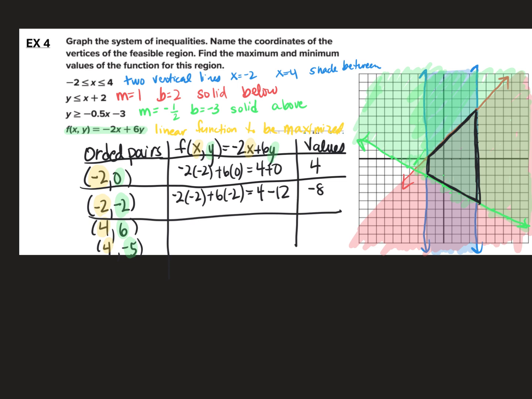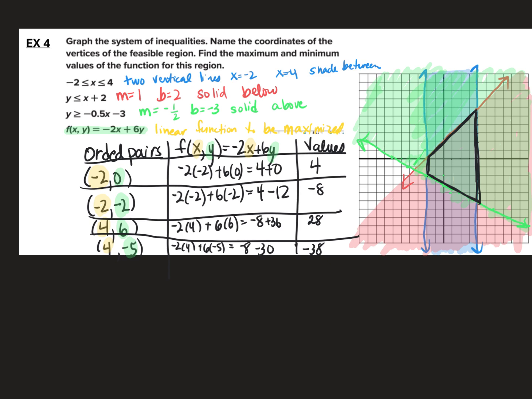The next one, -2 times 4 plus 6 times 6 is -8 plus 36, which is 28, I think. Yes. And the last one, -2 times 4 plus 6 times -5 is -8 minus 30, which is -38.